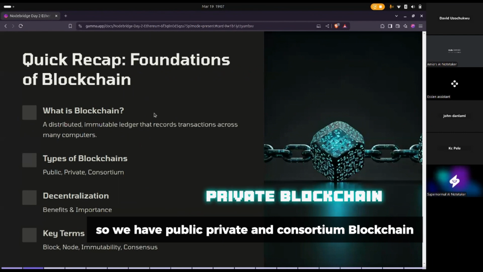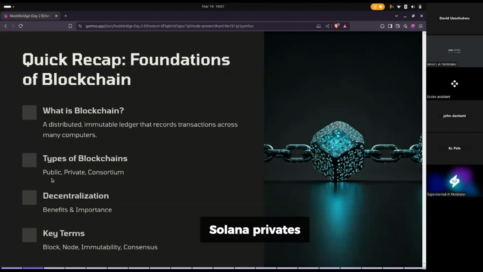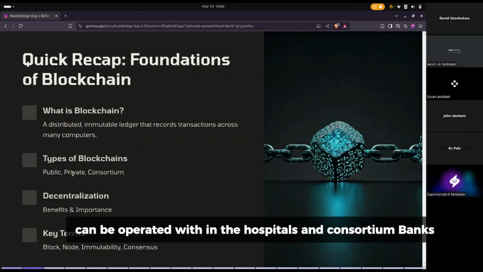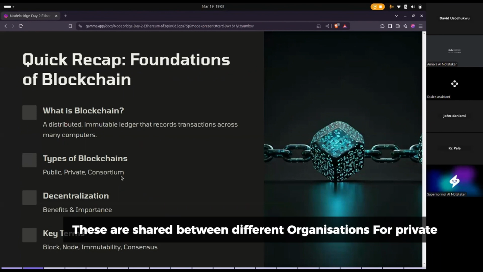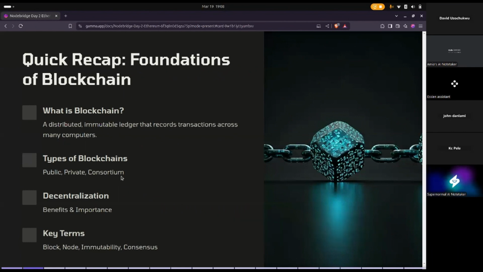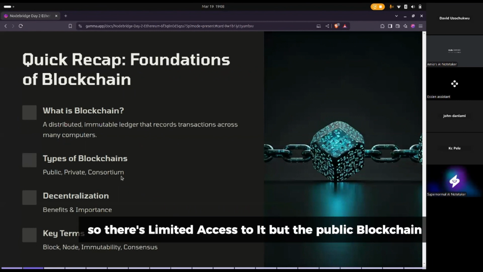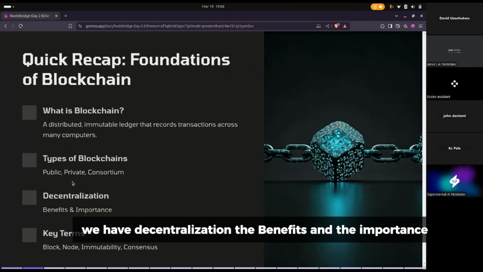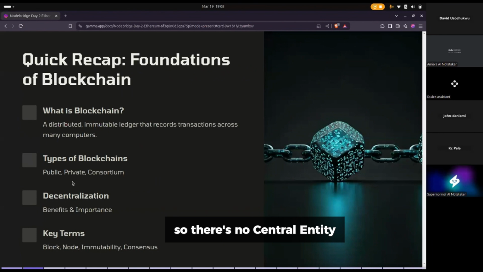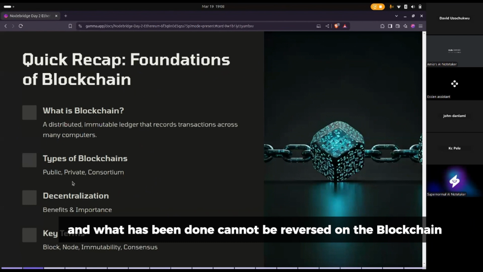So we have public, private, and consortium blockchains. Public ones are Ethereum, Bitcoin, Solana. Private ones can be operated in hospitals, and consortium ones in banks. These are shared between different organizations. For private, only one organization actually runs it. For the last one, 2 to 3 organizations could decide. So there's limited access to it. But the public blockchain is open to anyone. We have decentralization, the benefits and the importance. There's no central entity, no censorship, and what has been done cannot be reversed on the blockchain.